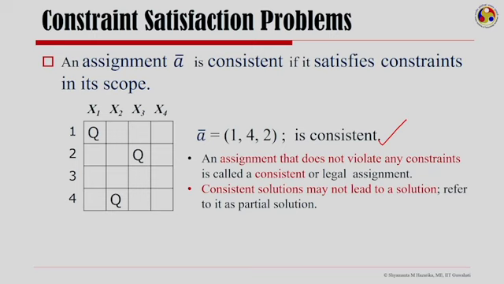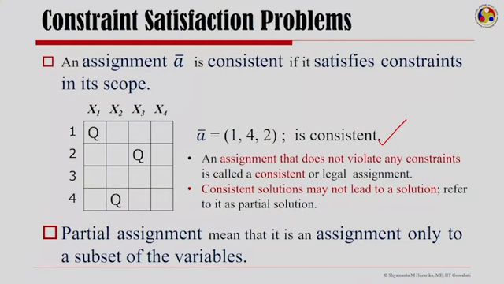Such an assignment is called a partial assignment or a partial solution. A partial assignment is one that is an assignment only to a subset of the variables. In this case, we could assign only up to x3 and we could not do for x4.